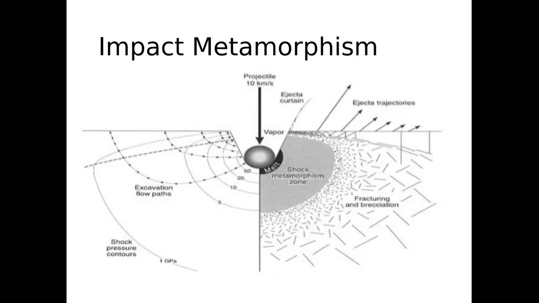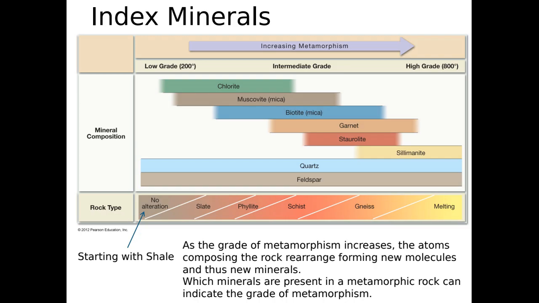Impact metamorphism: we had a question about nuclear bombs on the test. So a nuclear explosion, something like that, will create shock metamorphism. And a meteor hitting the earth would also create shock metamorphism. That's when you have incredible pressure for a fraction of a second that causes these unique features, cracked quartz, that sort of thing.